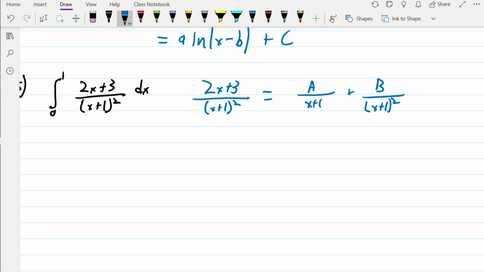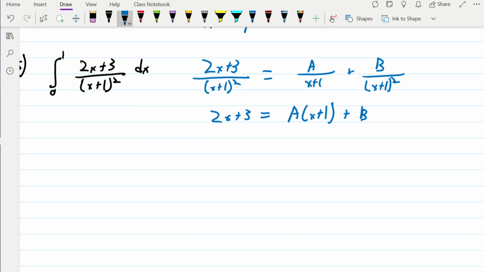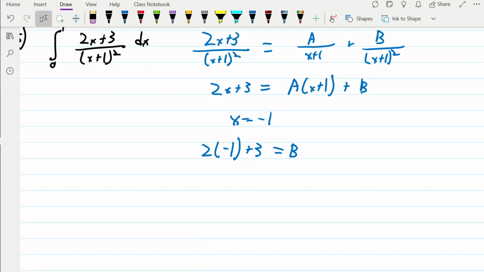All right, then we can cancel out the denominators. So we're going to get 2x plus 3 equals a times (x plus 1) plus b. So from here we can use a select value of x to solve for this first one. So let's set x equal to -1 so that we can get b. So we have 2 times -1 plus 3 equals b. So that means we're going to get -2 over here plus 3, so 1 equals b.